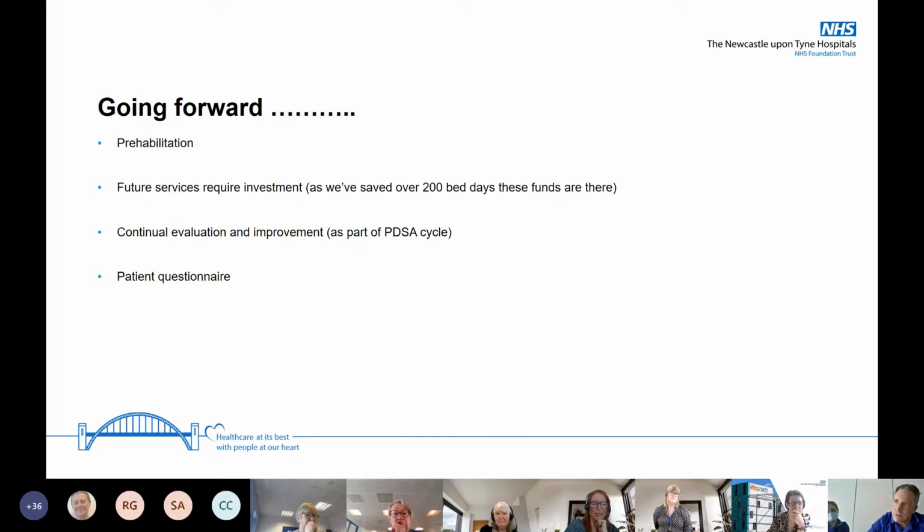Going forward, what we want to do in continual evolution is to offer our deferred and our declined patients prehabilitation. Transplant is a massive operation, and some of our patients physically aren't fit enough still. But obviously, like anything, this requires investment.